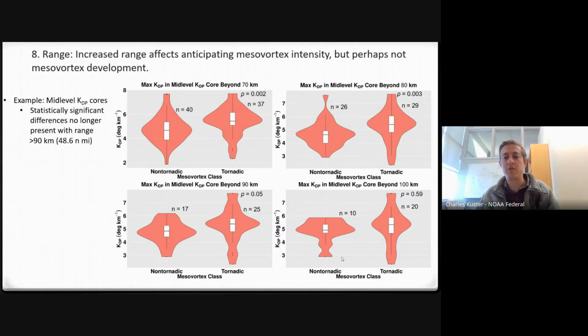Basically, the further out you are in range, remember we talked about mid-level KDP cores being stronger for tornadic than non-tornadic mesovortices, which could give some confidence in anticipating how strong the mesovortex might be. As you go beyond 100 kilometers, that difference goes away. And so that might impact the ability to anticipate mesovortex intensity.